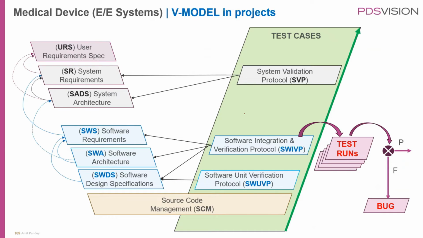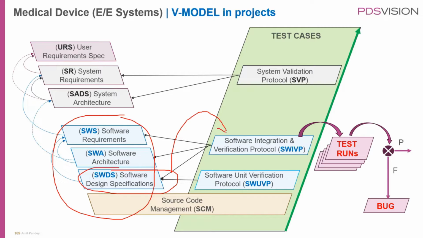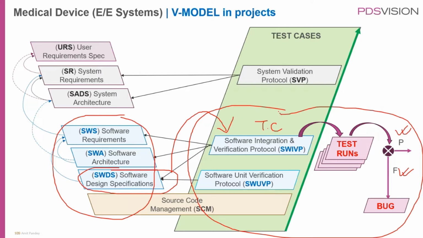For today's demo, we will pick one of them. We'll probably pick a software design spec, and then create multiple software integration verification protocols, which are nothing but test cases. Then we will create test runs for these test cases. If it executes, it will pass. If it fails, it will create a bug for it. So this is the scope for today's session, which is more on the testing side.